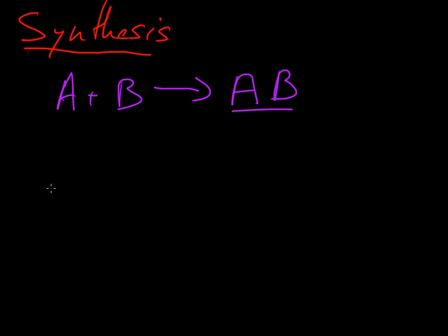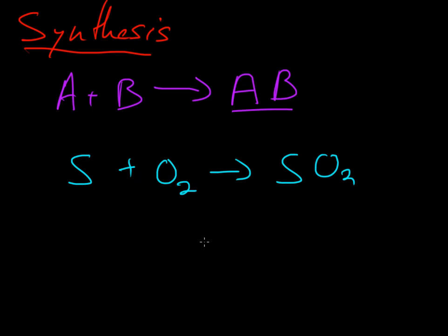I'm going to give you a very common example of a synthesis, and it'll be a series of it. A very good example. Acid rain comes from pollution. We all know that. A very common pollutant in the air is sulfur. Sulfur reacts with oxygen to create sulfur dioxide. Now, sulfur dioxide can react with oxygen once more to create sulfur trioxide.